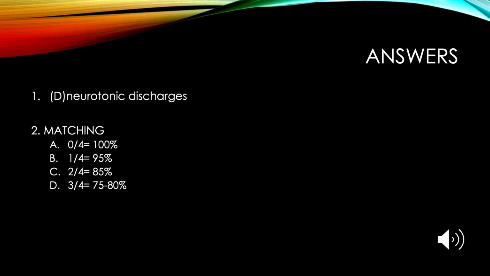Here are the answers to the questions. Number one, the answer would be D, neurotonic discharges. So this is the one which correlates with nerve injury and postoperative deficits. And number two was to match the number of train of four with the percentage of paralyzed muscles. So we have 0 out of 4 being 100%, 1 out of 4 95%, 2 out of 4 85%, and 3 out of 4 75 to 80%.